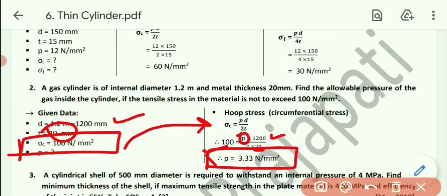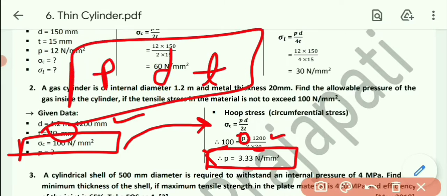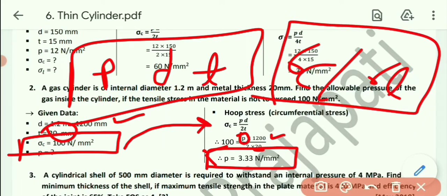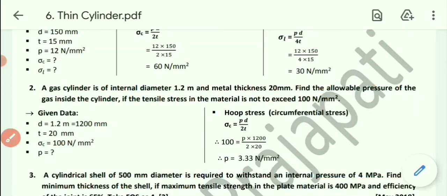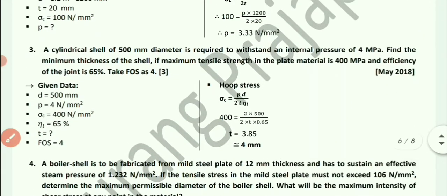So this is that kind of example in which one of the stresses will be given to you in the data, and you need to calculate any of the three quantities, either pressure, or diameter, or thickness. Any stress, sigma c or sigma L, will be given to you in the data. So by applying either of these two formulas, whichever is given in the data, you will get the unknown parameter like this. Okay, now let's go forward.